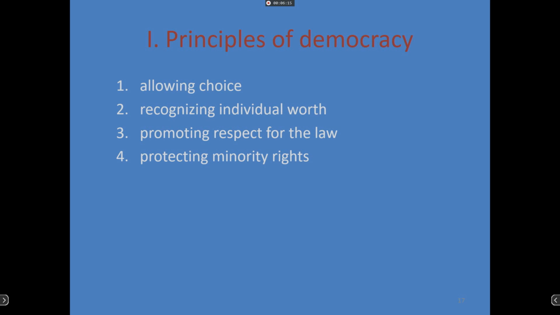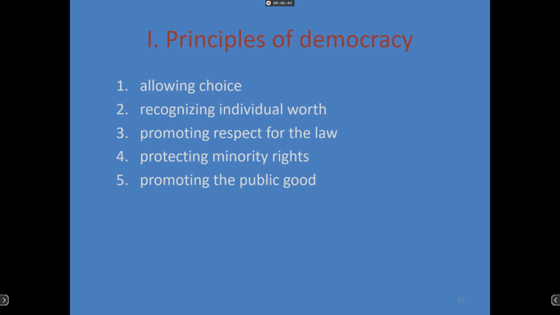So any group in the minority opinion, minority ethnicity, minority religion, minority whatever. We want to protect minority rights as well as allow the majority to have a say in how the country goes. But we want to make sure that the minority voices are heard as well. And overall, in a democracy, we want to promote the public good. We want to do what's best for everyone.